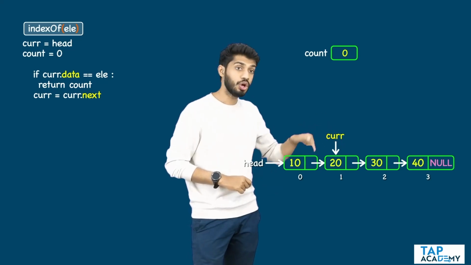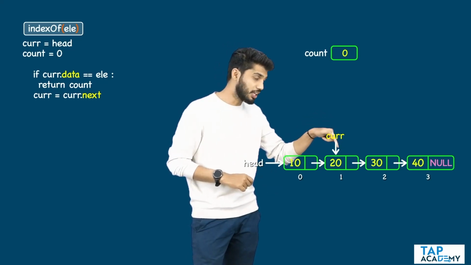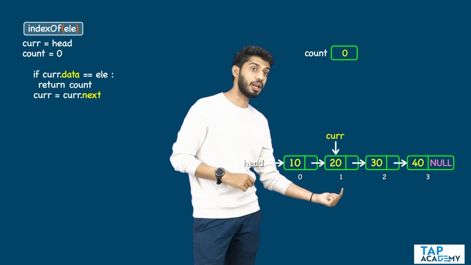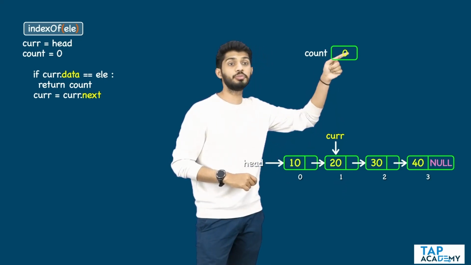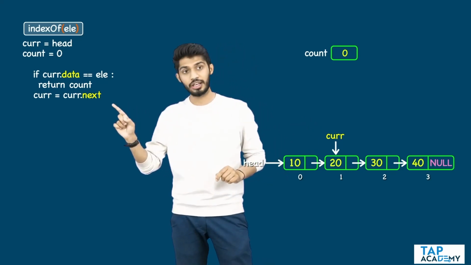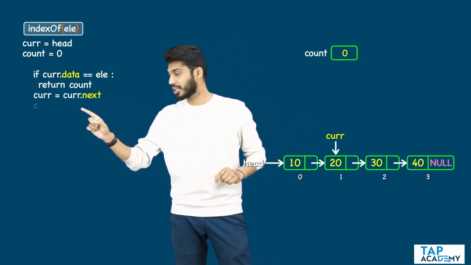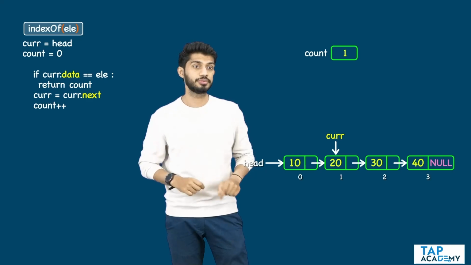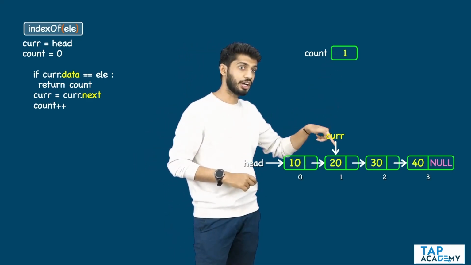Now what I need to do, when current is here, in which index is it present? It is present at index 1. So I need to make sure count also becomes 1. So how do I do that? Very simple. Whenever I am saying current equal to current dot next, I need to increase the value of count. So I'll say count plus plus. So count will be 1, current will be pointing here.